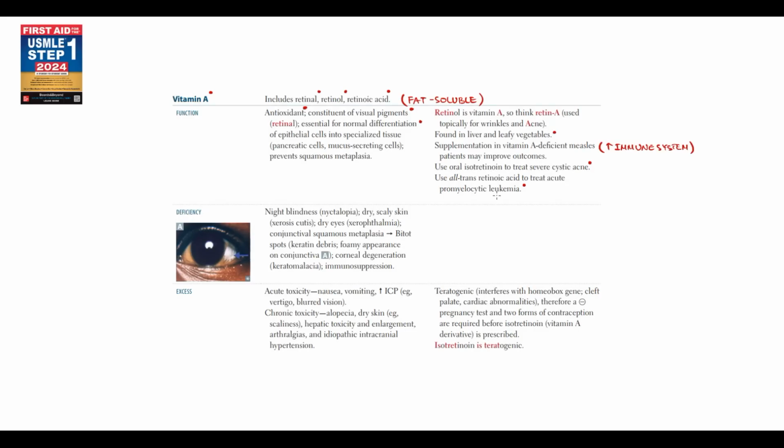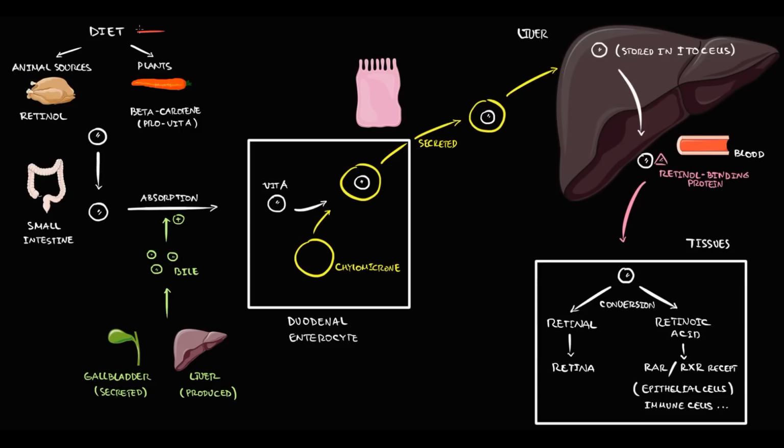So, why does vitamin A deficiency develop? What are the most common factors? The most common and obvious cause of vitamin A deficiency is lack of vitamin A in the diet. The second cause is related to bile acids.